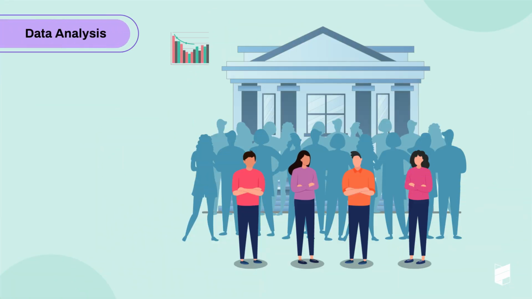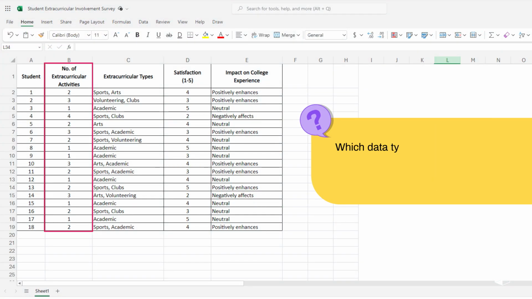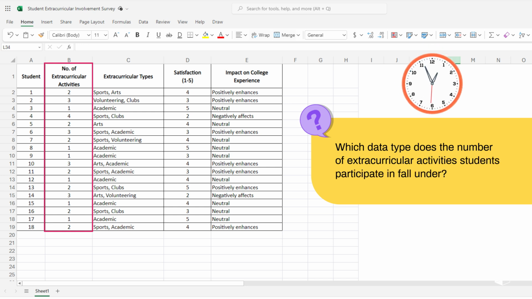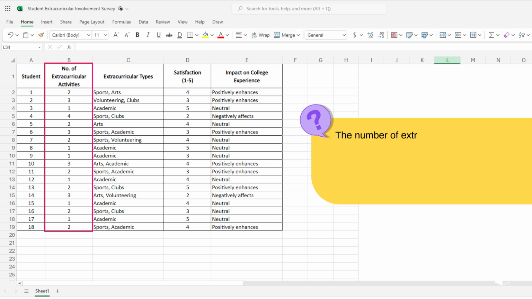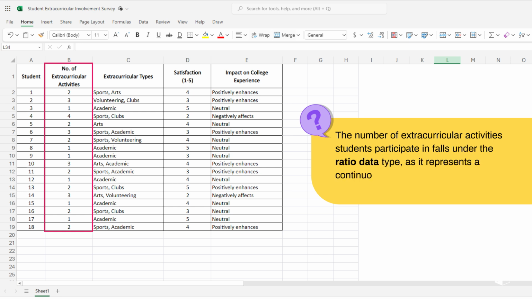Now, see if you can help the Student Affairs Office by answering these questions in order to analyze and categorize the data in the survey. Which data type does the number of extracurricular activities students participate in fall under? The number of extracurricular activities students participate in falls under the ratio data type, as it represents a continuous numerical scale with meaningful intervals.